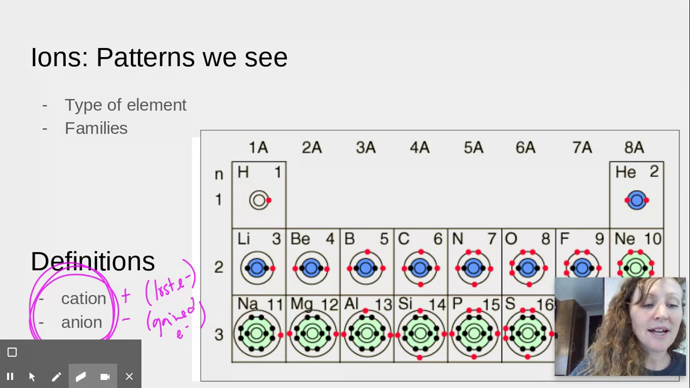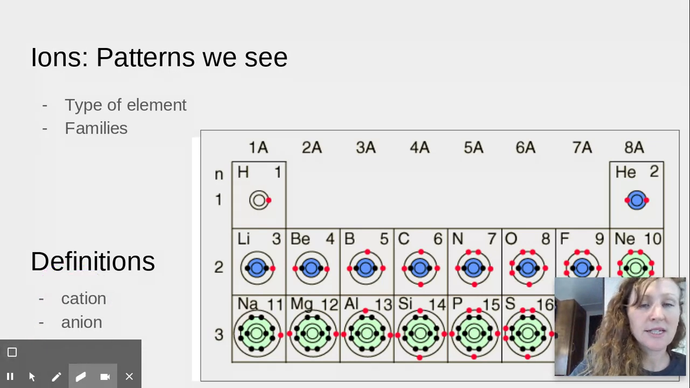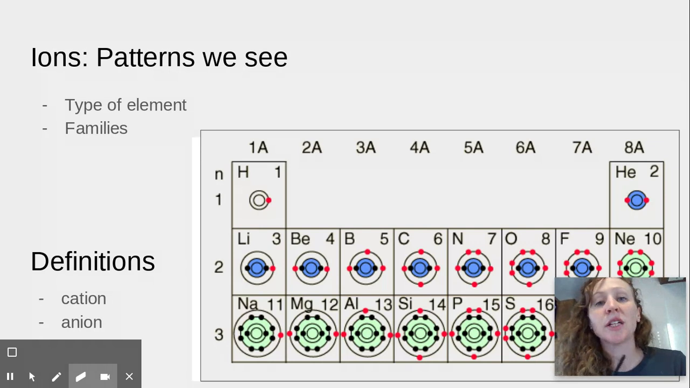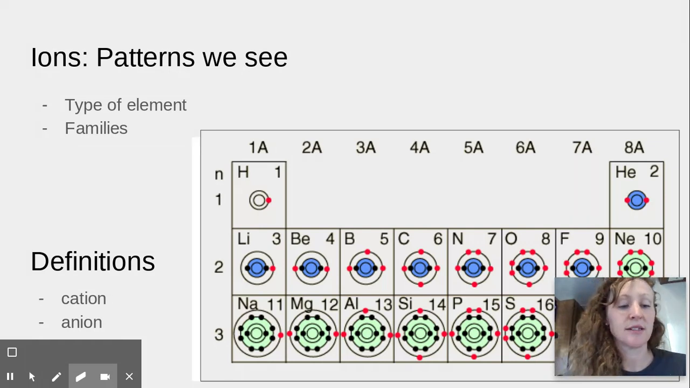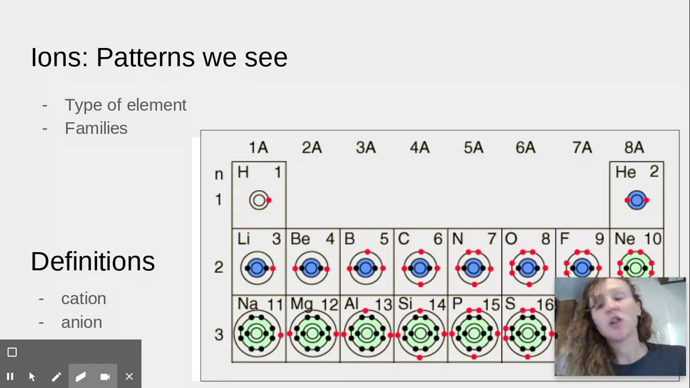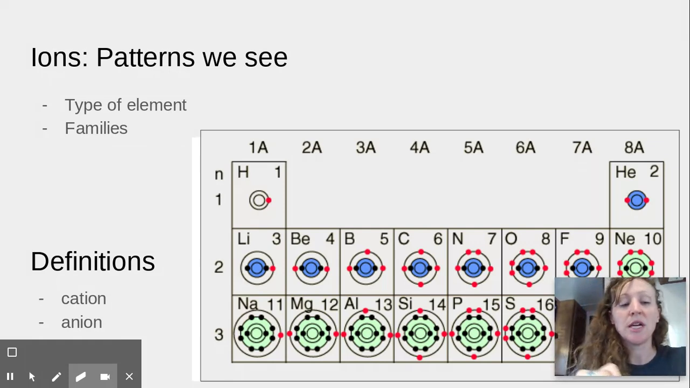Okay, the last thing I want to talk about is electron configurations for ions. So when we're talking about electron configurations, what we're doing is we're taking the electrons that exist in the atom and we're describing exactly where those electrons are localized around the atom, right? Well, we can do this for ions also.